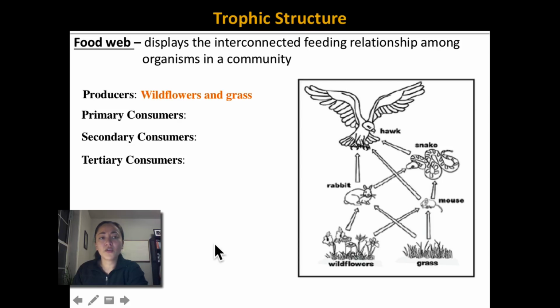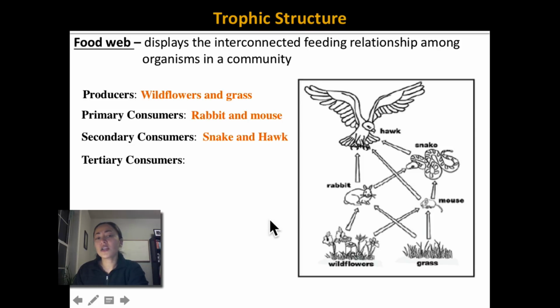What about those that are primary consumers? Well, so that would be whatever feeds on the producers, and we can see that is the rabbit and the mouse. Secondary consumers feed on the primary consumers. So what is feeding on the mouse and the rabbits? Well, both the snake and the hawk are. So both of those are secondary consumers.